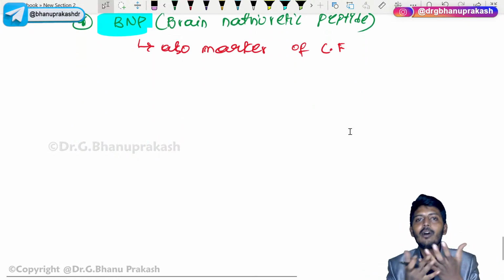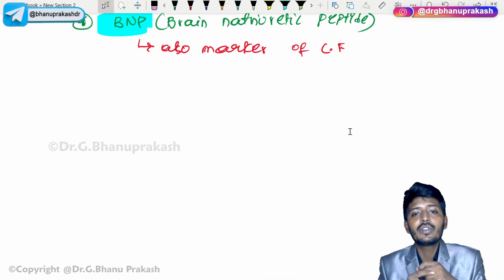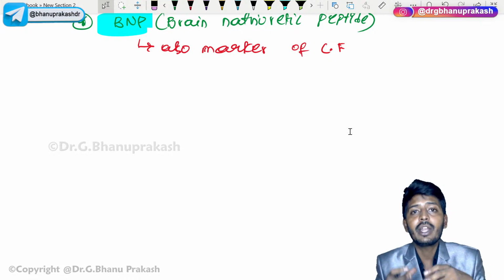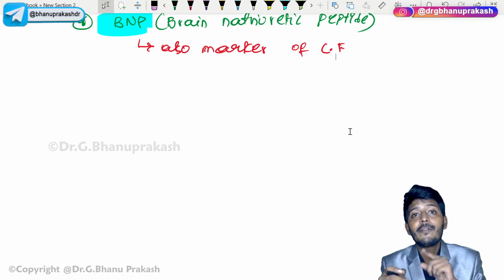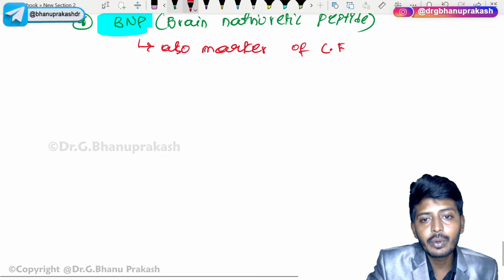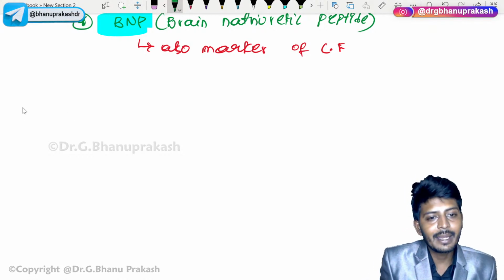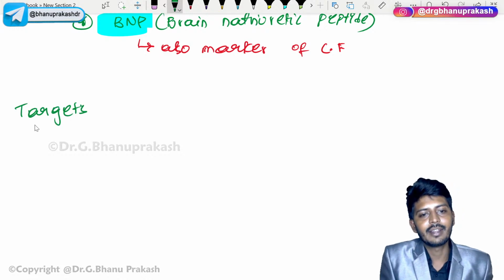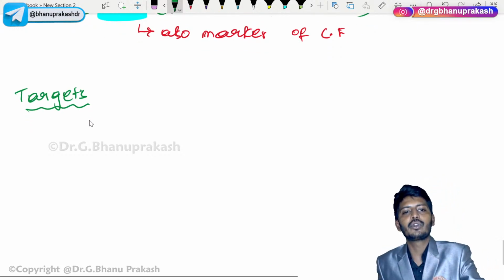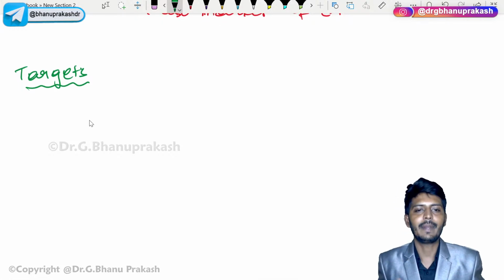But out of all this, what is the most important thing for us? Our target in this class is to focus on the pharmacological aspects, right? So, treatment of congestive cardiac failure. First, let's determine the targets. So what are the targets we are supposed to keep for your treatment?